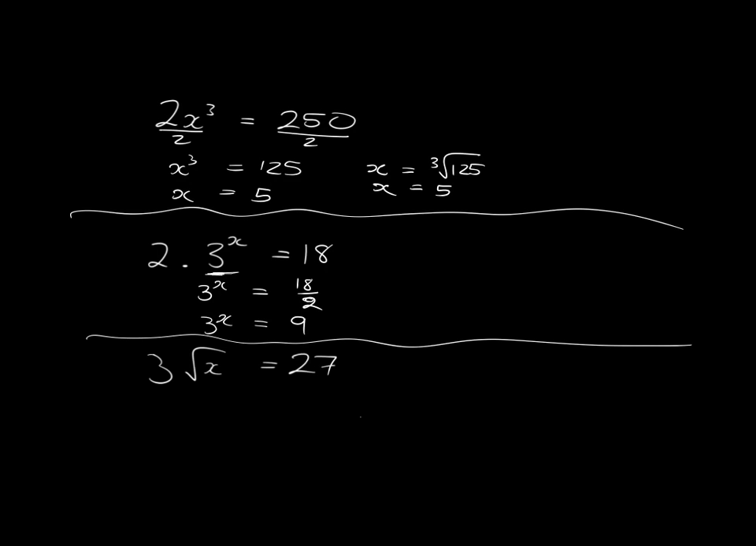And so if I've got 3 to the x is equal to 9, remember with my exponential equations, I must get the same base on both sides so I can compare the exponents. So 9 is the same as 3 squared. So now I can compare the exponents and say x is 2.